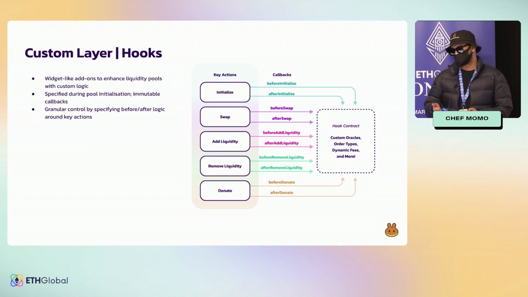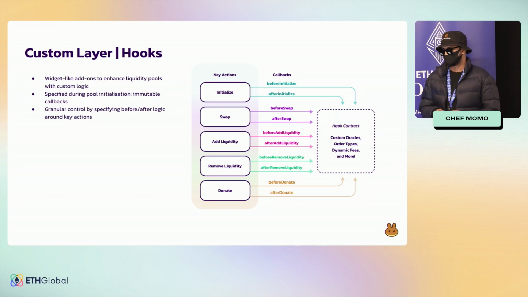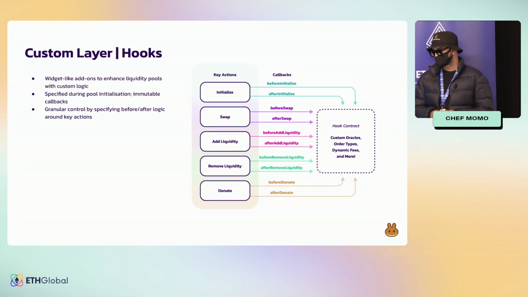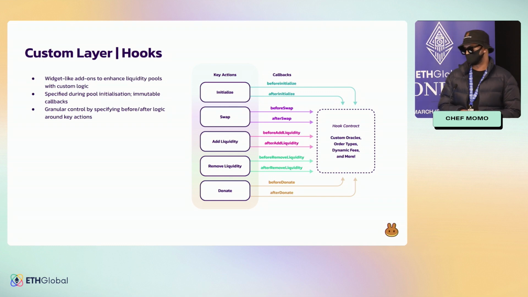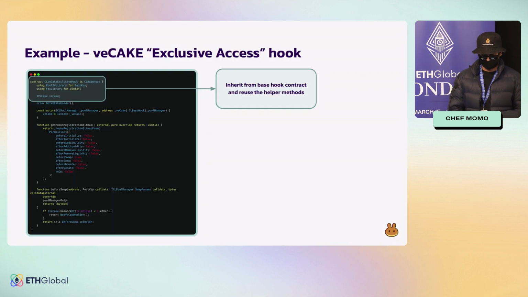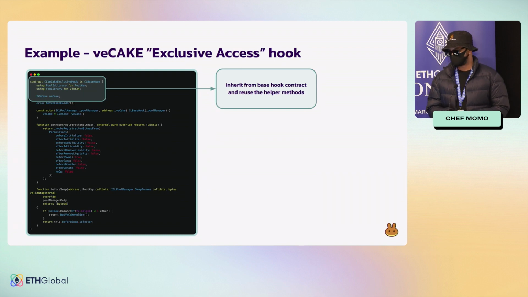There are 5 key actions: initialize, swap, add or remove liquidity, and donate. And then the callbacks include before and after each of these actions to offer more granular control. Things you could do with hooks include developing order types, dynamic fees, maybe doing some kind of impairment loss mitigation, and much more, right? So we'll take an example of one of the hook ideas and see how it works.